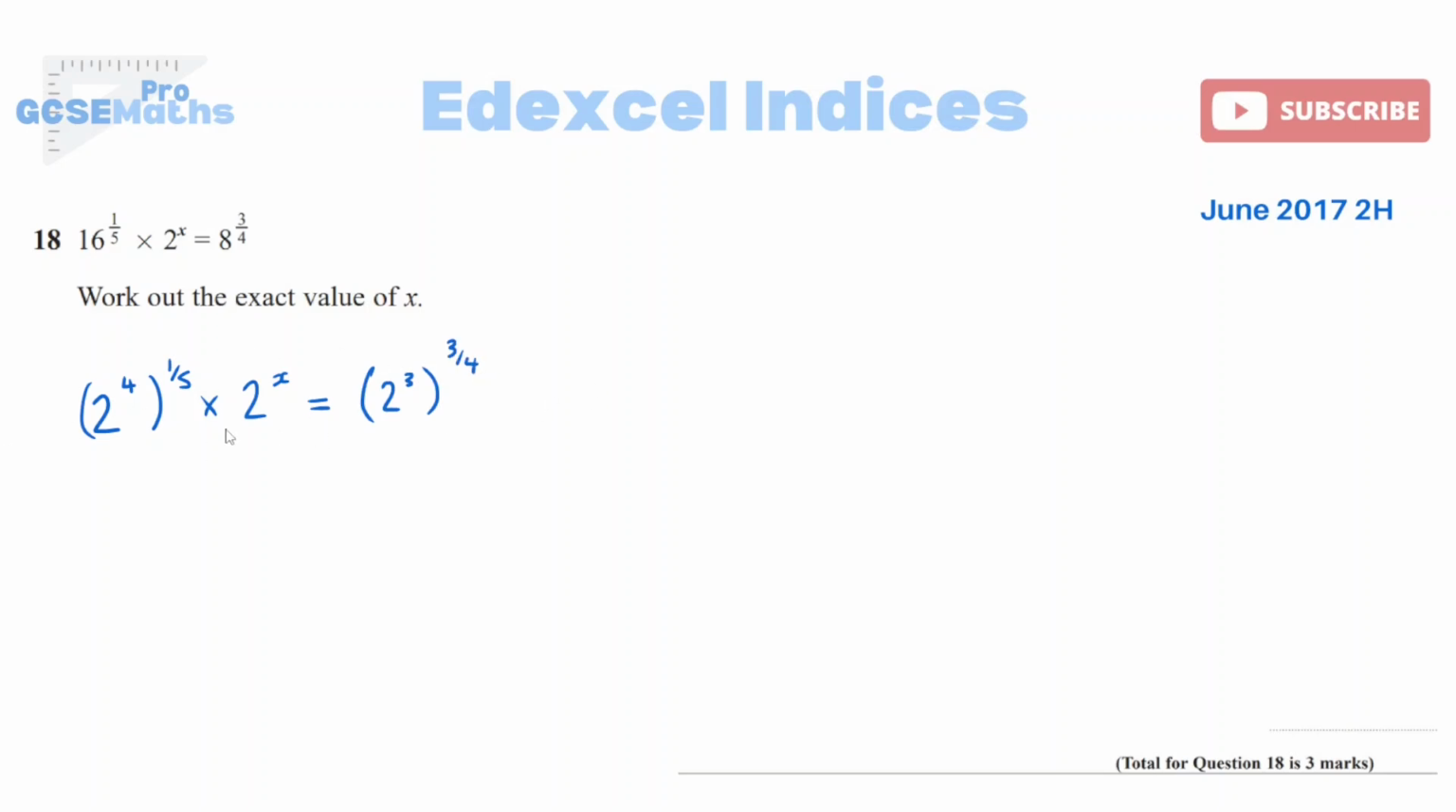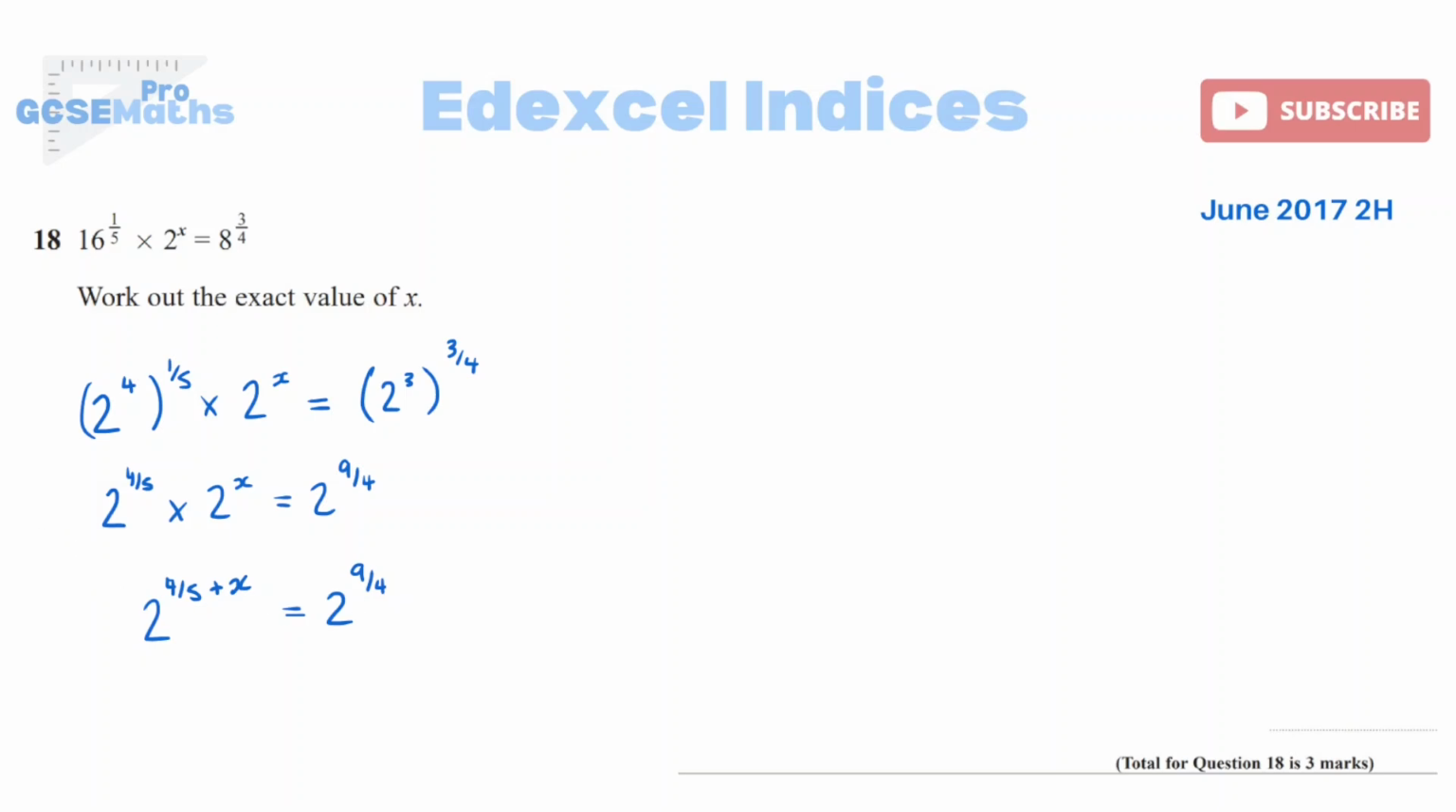Then I would deal with the index law, so we've got the brackets where we need to multiply the powers. So that would be 2 to the power of 4/5 times 2 to the power of x is equal to 2 to the power of 9/4. So we're simplifying this equation a little bit. And the last index law we could use is when we are multiplying, we actually add the powers. So that would be 2 to the power of 4/5 plus x, wouldn't it?